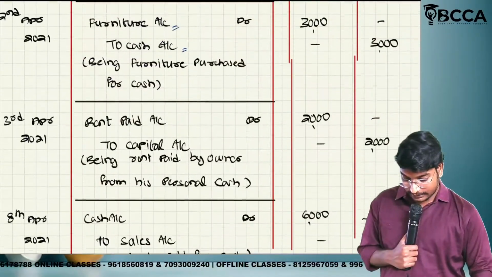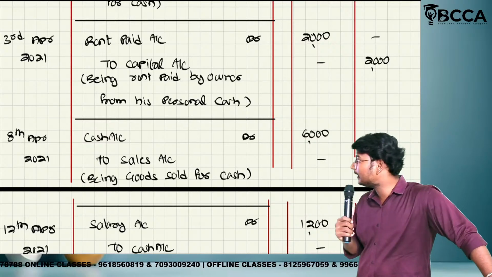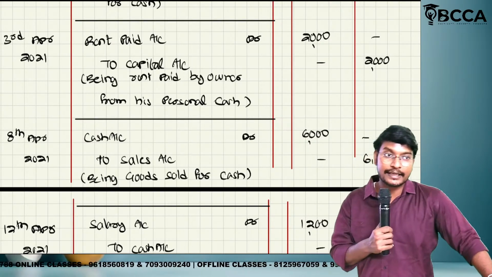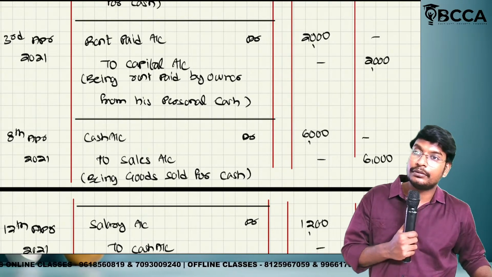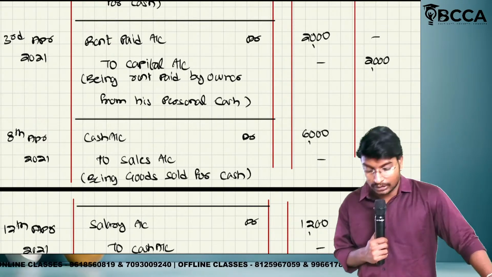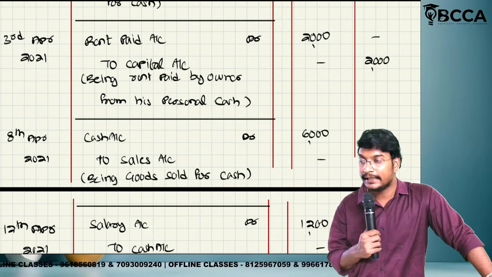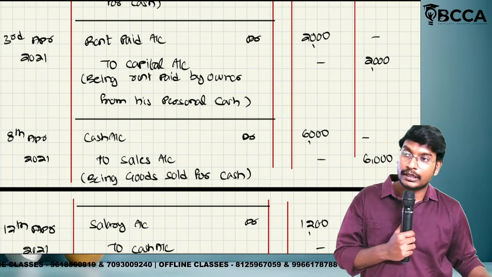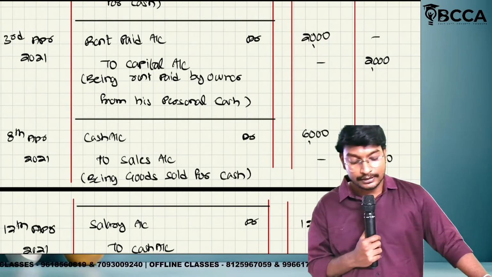On which date? 3rd April. Rent paid account debit to capital account. We have the capital account, we have already opened it. We have not opened the rent account. So in the rent account, we need to debit with the name of what? To capital account. How much? 2,000. In the rent account, we record on the debit side, to capital account. How much? 2,000. So we have to open the rent account. We are already having the capital account. In that capital account, we need to record on the credit side.